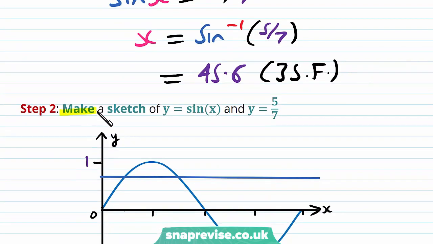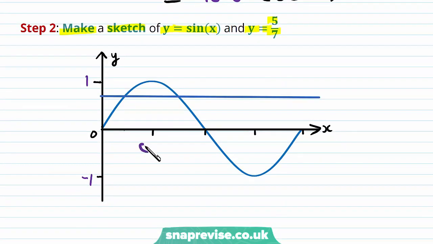Our second step is to make a sketch of y equals sine of x and y equals 5 over 7. So we have our 90 degrees, 180 degrees, 270 degrees, and 360 degrees.